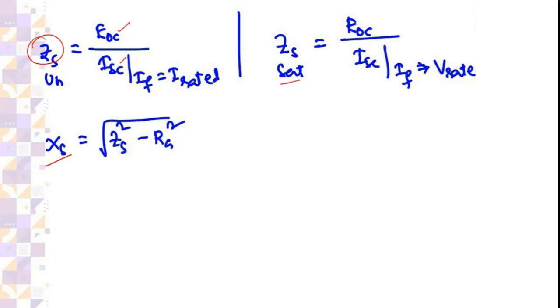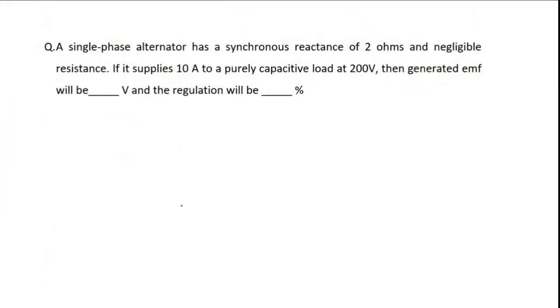Sometimes they'll ask you for the saturated synchronous impedance. If they do, you need to take the higher value of field current. Open circuit voltage for a certain field current they'll give you, and short circuit current for a certain field current they'll give you. Out of these two, select the higher current. That leads to the saturation point, and you will get the saturated synchronous impedance. Once you get the synchronous impedance, if you take the square root of ZS square minus RA square, you'll get the synchronous reactance.